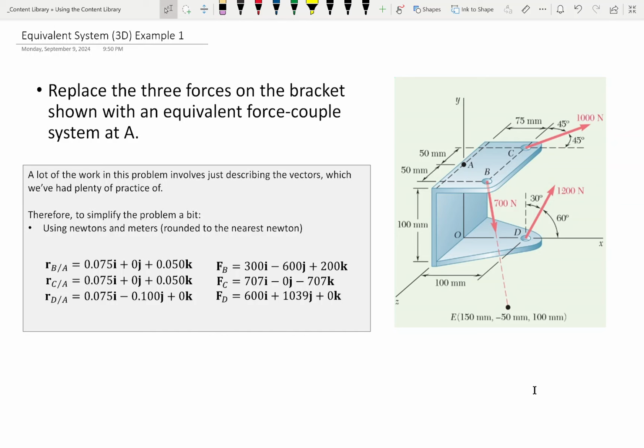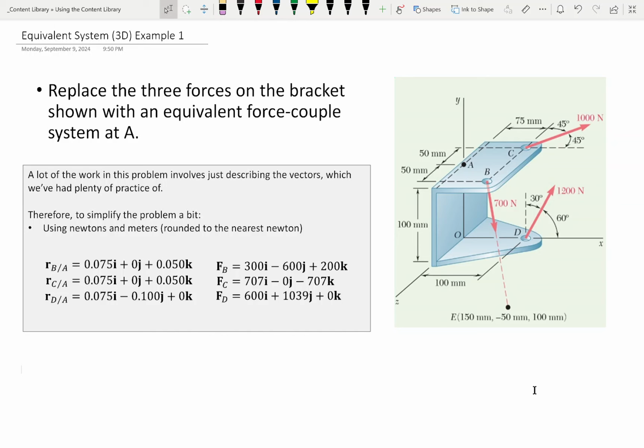We have a 1,000 Newton force here, a 700 Newton force here, 1,200 Newton force here at points B, C, and D. So I did that in the wrong order. So the 700 at B, the 1,000 at C, and then the 1,200 at D. For each of those three forces, we have a requirement to describe those in IJK notation.